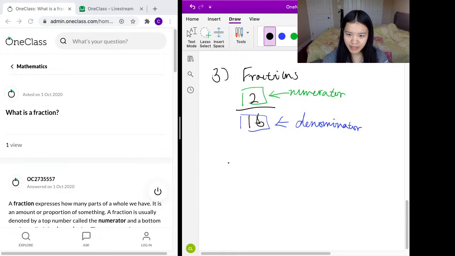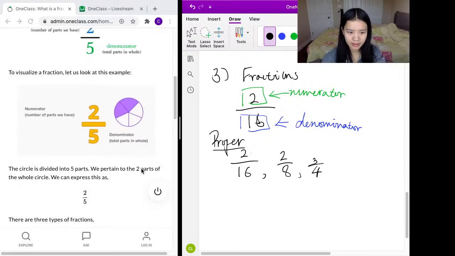There are 3 main types of fractions. One type is called a proper fraction. So 1/16 is a proper fraction, because the numerator, or the number on top, is smaller than the denominator. Some other examples of proper fractions include 2/8, 3/4, etc.